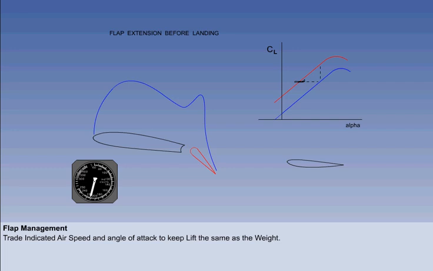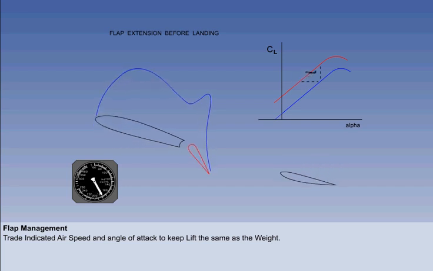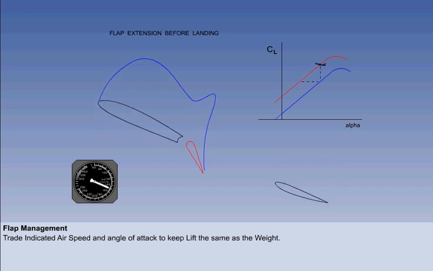Just in case the examiners ask you, please note that to maintain level flight at a constant indicated airspeed as the flaps extend, the lift coefficient must remain constant. With the aircraft now on the flaps down lift curve, the pilot can decrease the indicated airspeed while increasing the angle of attack to keep lift the same as the weight.